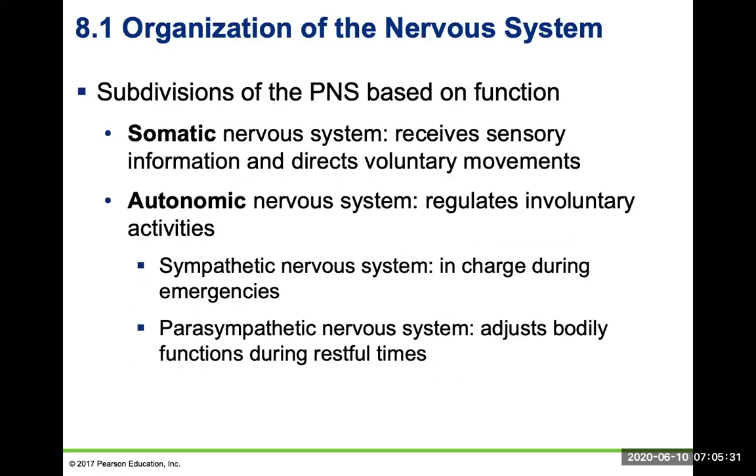Subdivisions of your peripheral nervous system are based on their function. The somatic nervous system receives sensory information and directs voluntary movements, and your autonomic nervous system regulates involuntary activities. And your autonomic nervous system is divided into your sympathetic and parasympathetic nervous system. The sympathetic is in charge during emergencies, so we call it the fight or flight response. And the parasympathetic nervous system adjusts bodily functions during restful times. So we call this the rest and digest nervous system.